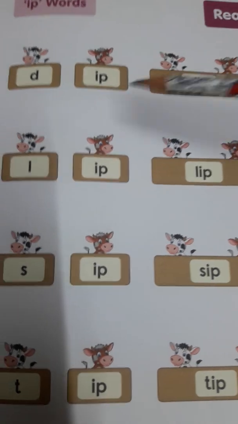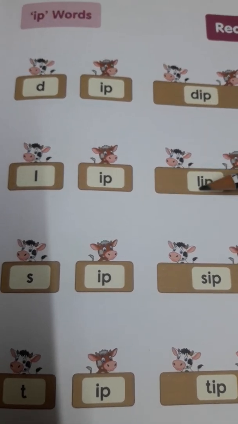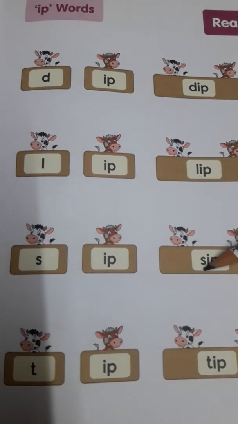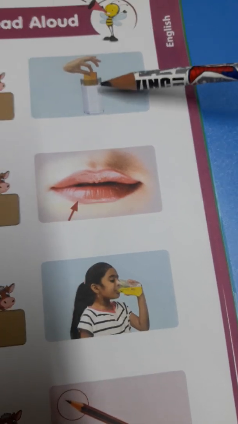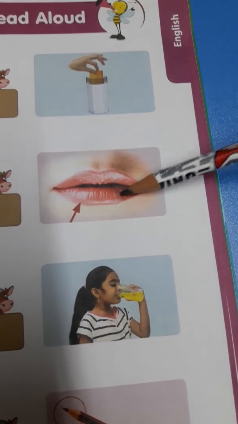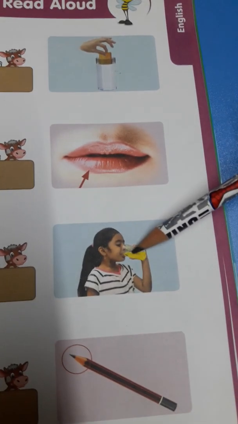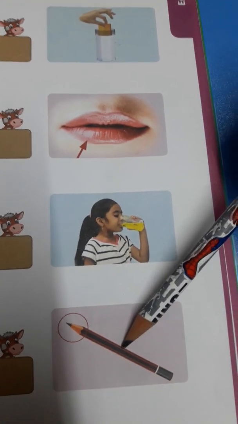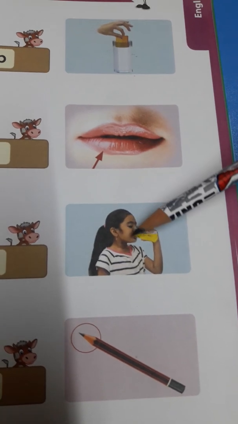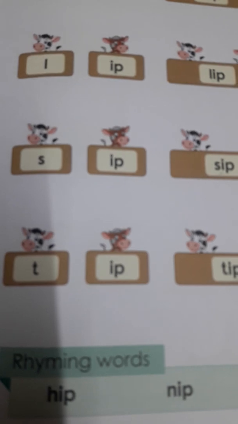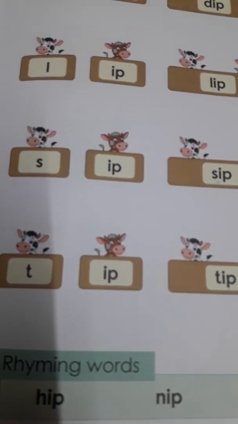Look at this page. These are ip words. Da ip dip, la ip lip, sa ip sip, ta ip tip. And the pictures. This is dip, lip, sip, tip. Rhyming words: hip, nip, rip, and zip.